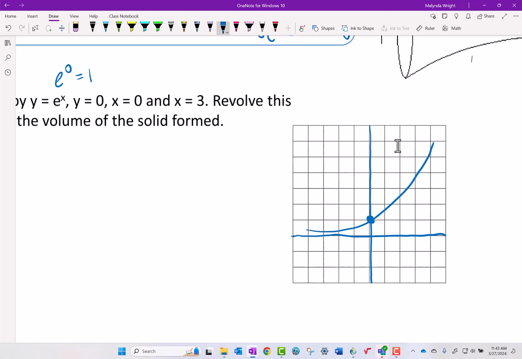Okay, y equals 0 and x equals 0. These are just the axes, right? y equals 0, x equals 0. These are just the axes. And x equals 3 would be right here. And so it was talking about we're bounding this. So this is the part right here that we're going to be rotating. It's the part bound by those 4 equations. Okay, so this is the part we're going to be rotating.